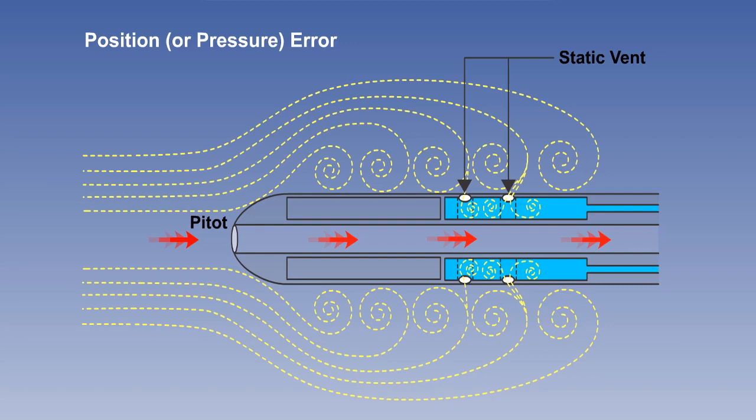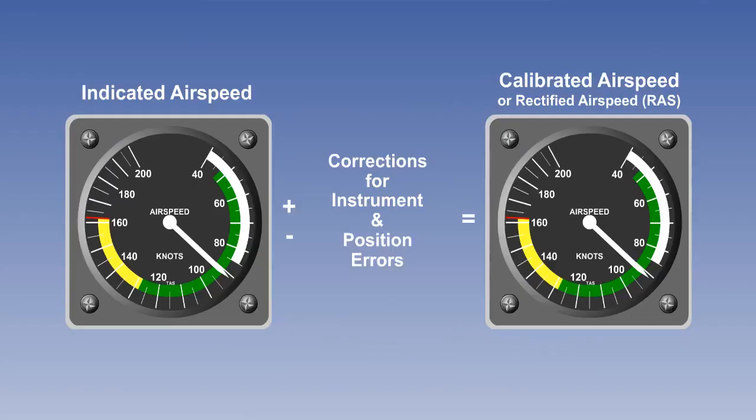A correction card on the aircraft will combine the corrections for both instrument error and position error into a single correction table to give us calibrated airspeed, or CAS. Note that calibrated airspeed is sometimes referred to as rectified airspeed, or RAS. To summarize so far then, the indicated airspeed, plus or minus the instrument and position error corrections, gives us the calibrated airspeed, or CAS.